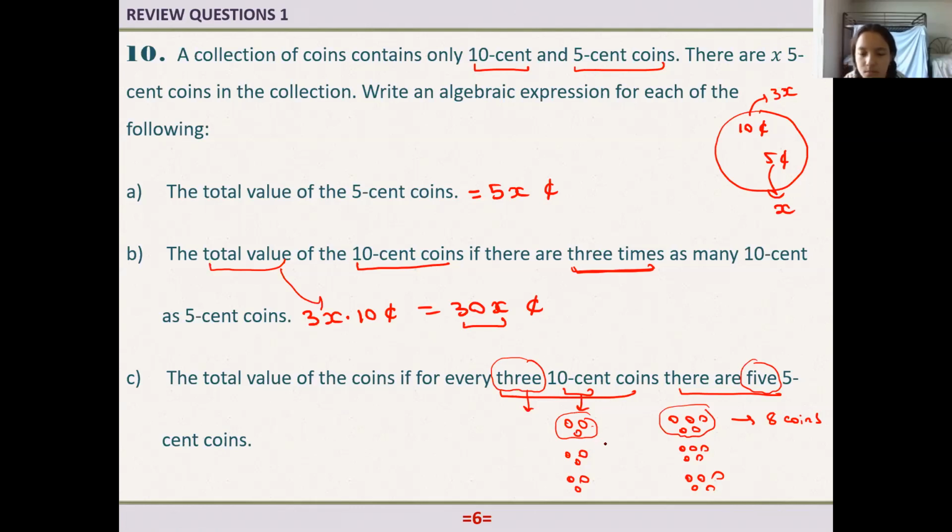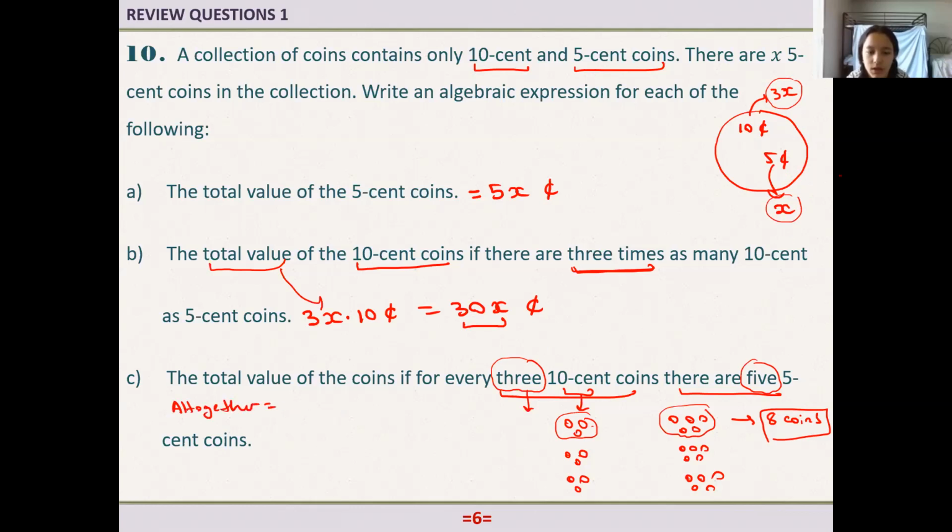Okay, Shahina, here for every 3 10-cent coins, we have 5 5-cent coins. That means that in the box, for example, if we have 8 coins, 3 of them are 10-cent coins and 5 of them are 5-cent coins, right? So in the box, how many coins do we have? Here we have 3X 10-cent coins, right? And X 5-cent coins. Altogether, how many coins do we have here?